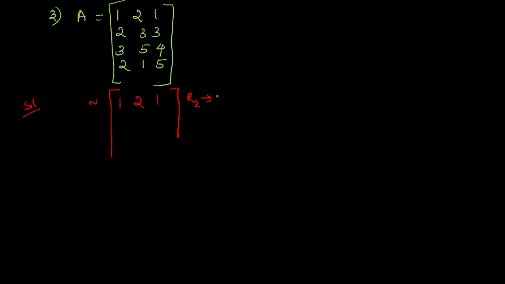R2 gives R2 minus 2 R1. The second row gets updated as 0 minus 1 1. Use the row transformation R3 gives R3 minus 3 R1. Third row becomes 0 minus 1 1. R4 gives R4 minus 2 R1. And the fourth row becomes 0 minus 3 3.